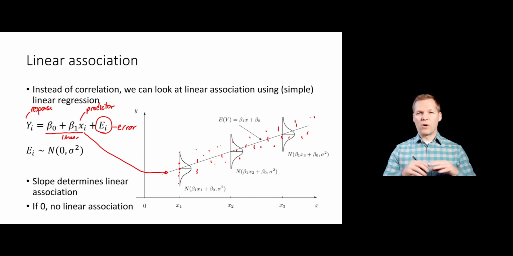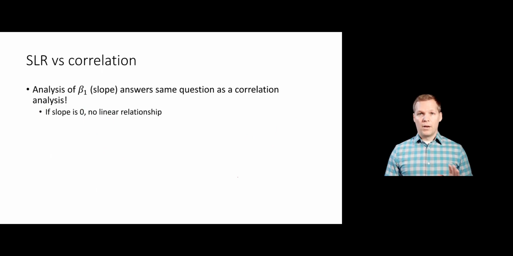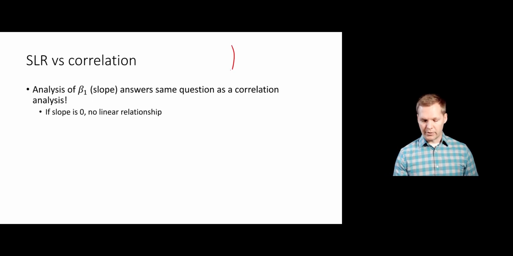So again, the overall question that we're trying to ask here is about the linear association between x and y. The slope here is actually going to determine the linear association. If that slope is 0, we would see no linear association between x and y. Basically, instead of doing a correlation analysis where we're trying to analyze R to make statements or claims about rho, we can use our sample slope that we're going to estimate from our data to make statements or claims about beta 1, our population slope. And again, if that slope is 0, we should see no linear relationship.